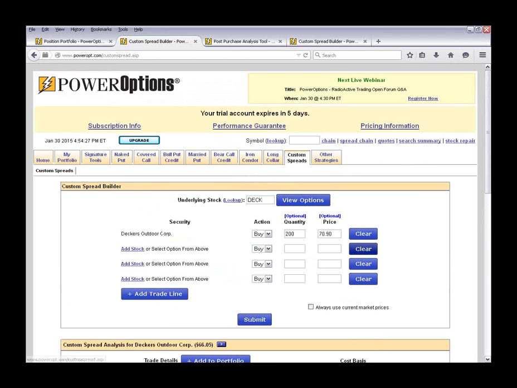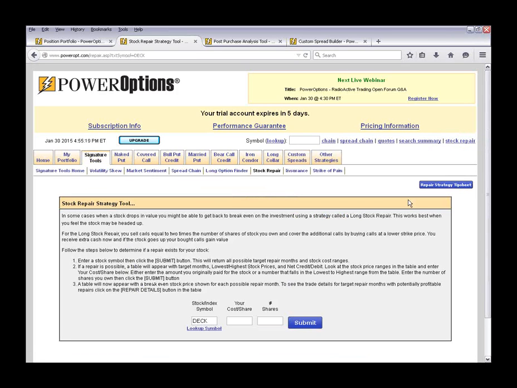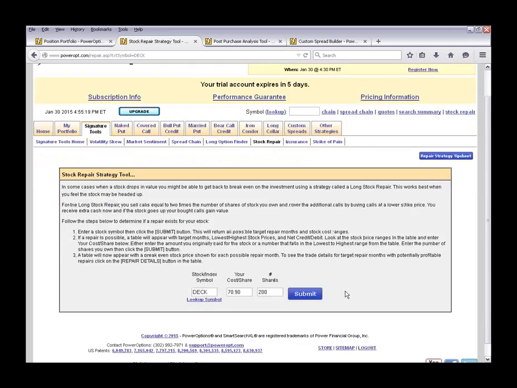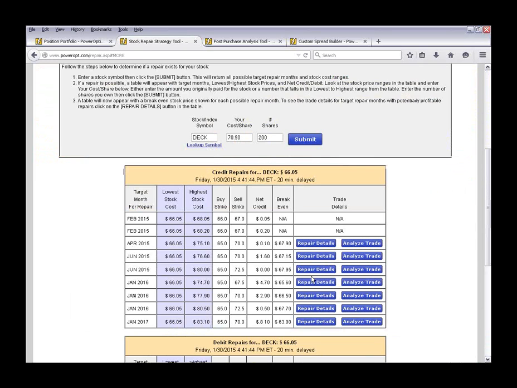Another feature offered on Power Options, of course, is that if you decided to go this route and double down your position, and let's say we now have 200 shares at $70.90, well, we could take a look at what that would look like in what's called the stock repair tool. And I'm going to put in our cost per share if we average down at $70.90. Remember, we had that original price of $79.50. We lowered that down to about $75.80 with a $3.70 premium, and we bought another 100 shares at 66. So our new cost basis is $70.90 for 200 shares. Let's go ahead and submit that.